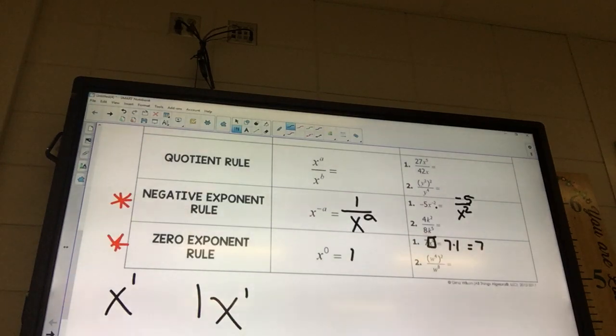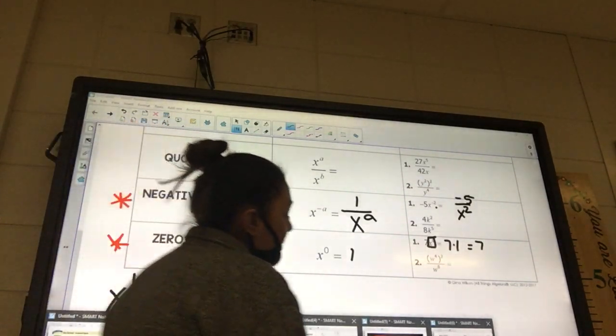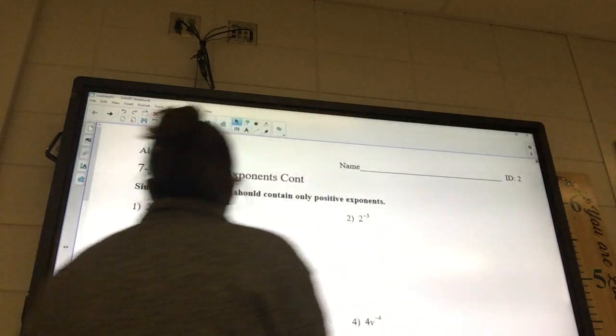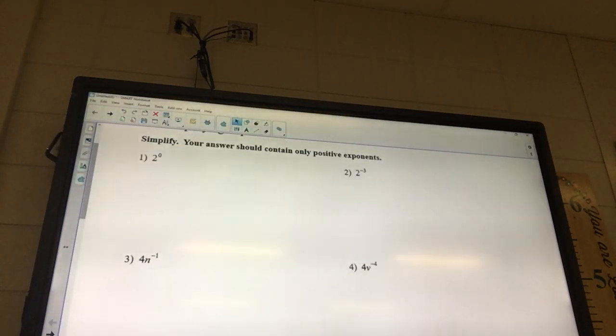Okay, so those are the 2 rules we're going to be doing today. Today we are just simplifying. Simplifying does not mean solve. Okay, and so I know some of you guys are going to look at the sheet and be like, oh, yeah, I got this. Simplifying does not mean solve. Okay, that means get rid of the negatives, essentially, in this.